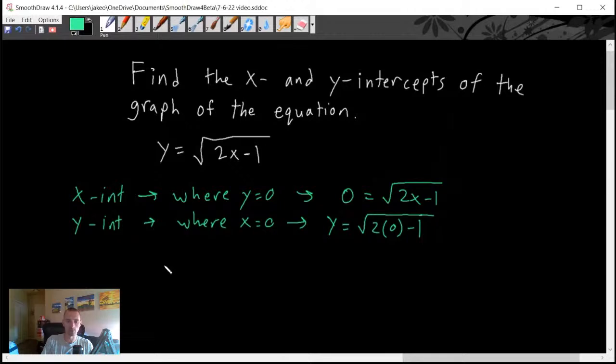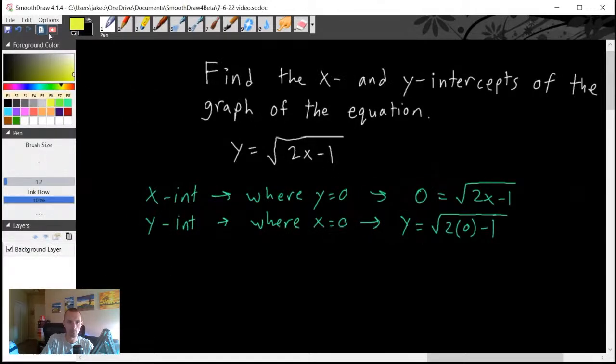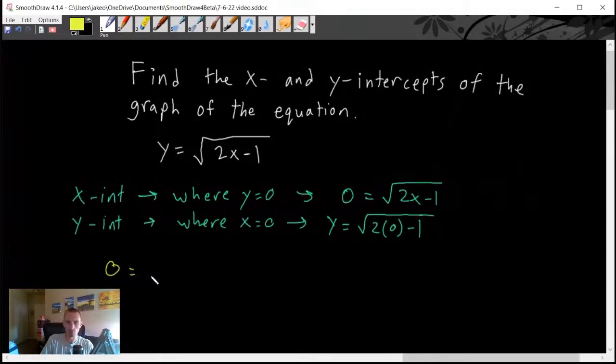So let's start with this first one here. 0 equals the square root of 2x minus 1. We want to solve for x. So we're just trying to get the x all by itself. We want to start thinking about how to start moving stuff over to the other side of the equation.